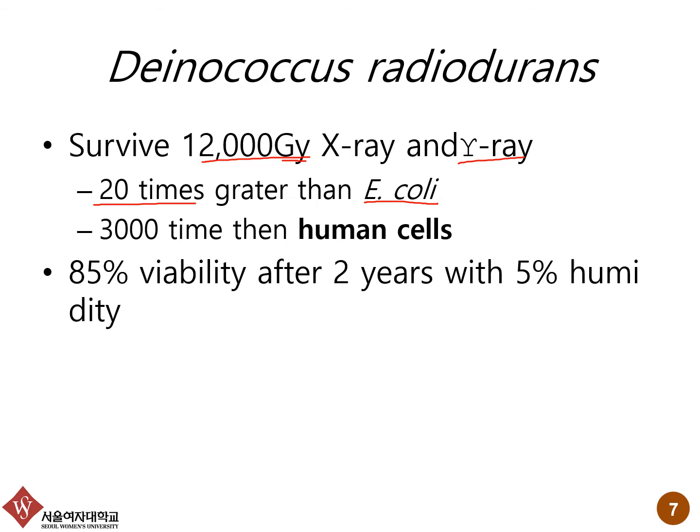Escherichia coli is one of the model organisms for microbiological studies. So by comparing E. coli and Deinococcus, we can see how much Deinococcus can resist the radiation. And when we compare with human cells, Deinococcus can resist almost 3,000 times more than human cells. That means the human cells can be destroyed even with a very low dose of radiation.